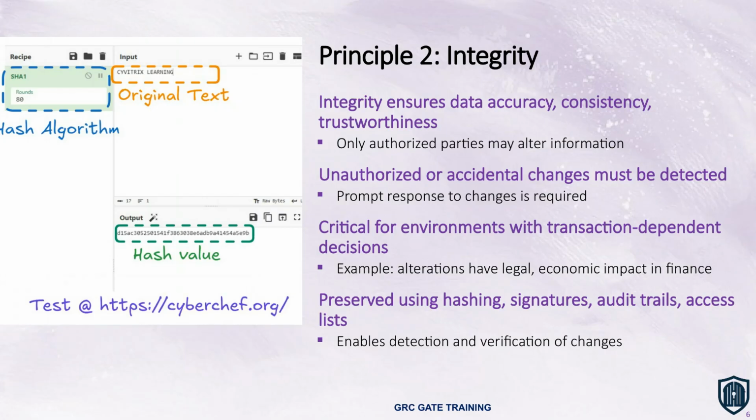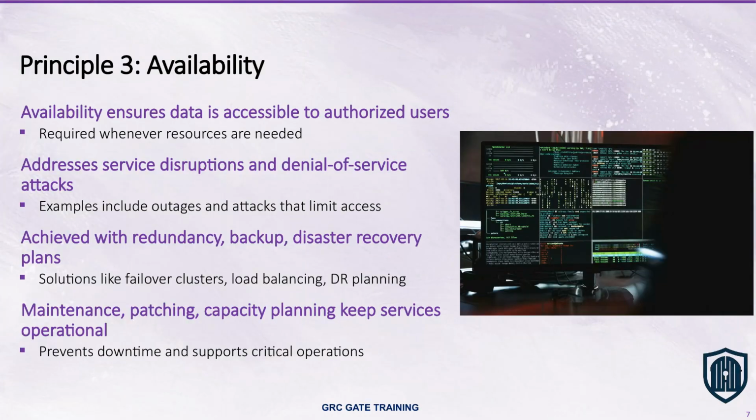Hashing allows for the detection of unauthorized changes by creating a fixed digital fingerprint of data, while digital signatures verify both the origin and the contents of a message or document. Secure audit logs provide a chronological record of all actions taken on a system, which is essential for identifying and investigating suspicious activities. By ensuring data integrity, organizations build trust with their customers and partners, reduce the risk of fraud, and support regulatory compliance. Availability, the third principle, ensures that information and resources are accessible to authorized users whenever they are needed.